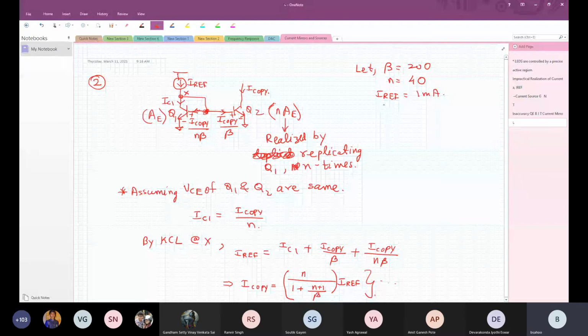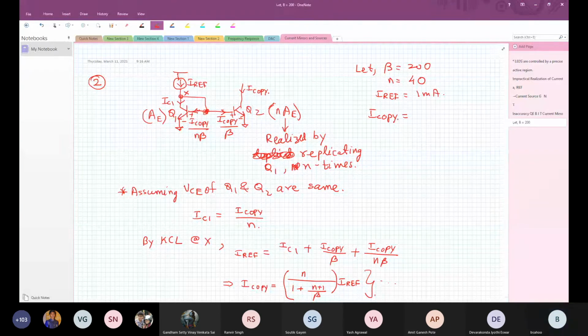Okay, so what is I copy? Can you tell me what is I copy? One of you please solve it and tell me. What is I copy? Please solve.